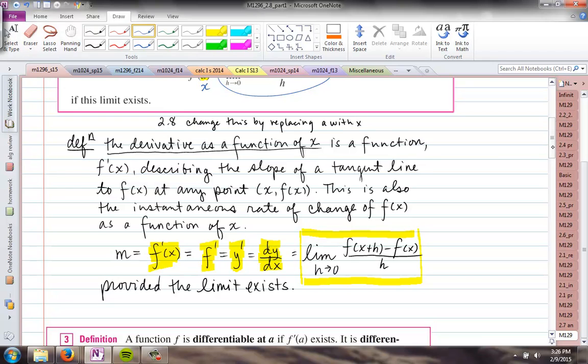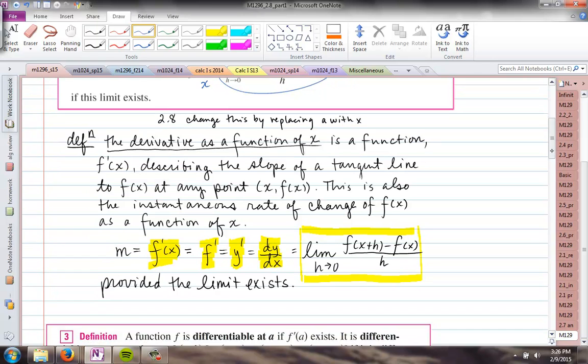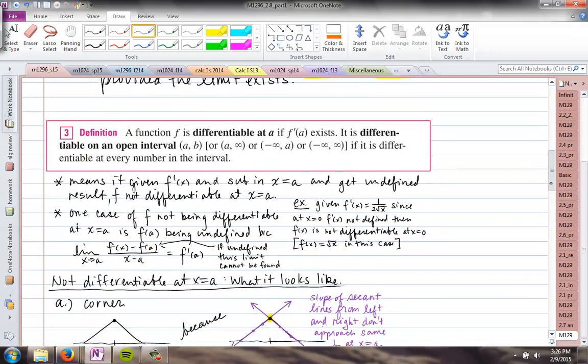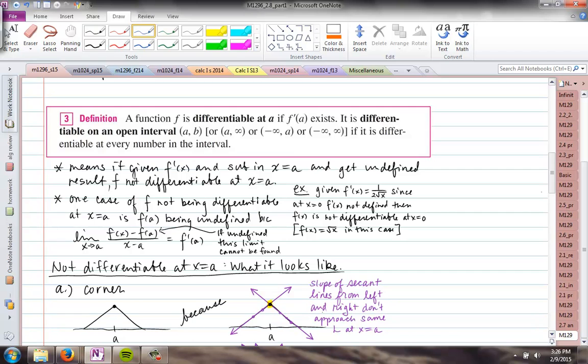So before we launch into doing a bunch of examples where we're actually figuring out that derivative function using this definition that's boxed off here, we're just going to get out of the way some of these other definitions. The first one we'll talk about is definition 3. A function f is differentiable at a if f prime of a exists. It is differentiable on an open interval if it is differentiable at every number in the interval.